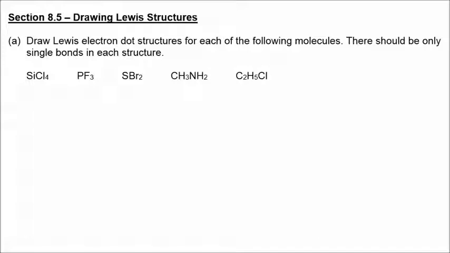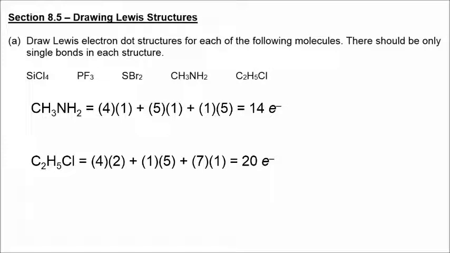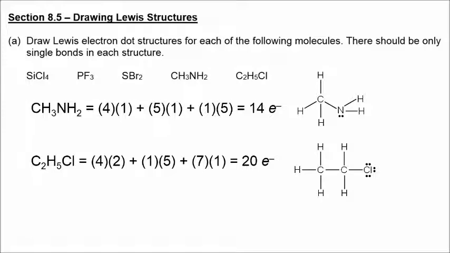CH3NH2, which is methylamine, has a skeleton that is going to contain a total of 14 electrons. So we have a lone pair on the nitrogen. Everything else is a single bond. And then we have chloroethane, C2H5Cl, and the only atom that adds lone pairs is the chlorine. Everything else has single bonds. So we have a full octet for both carbons. Each hydrogen has access to 2 electrons, which is a full energy shell. And again, those are fairly straightforward Lewis electron dot structures.